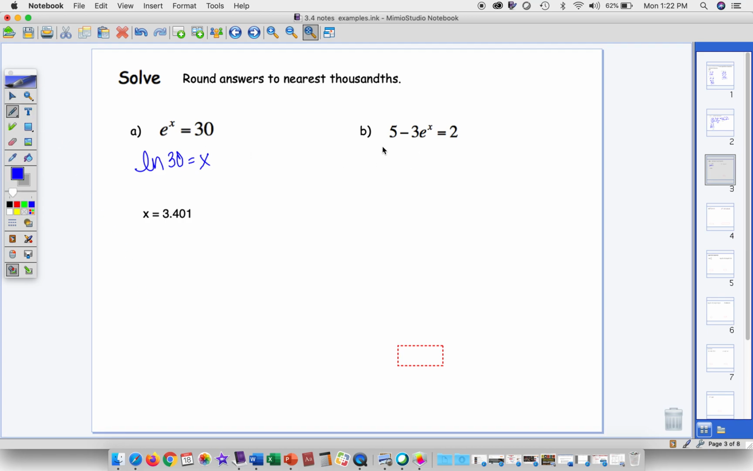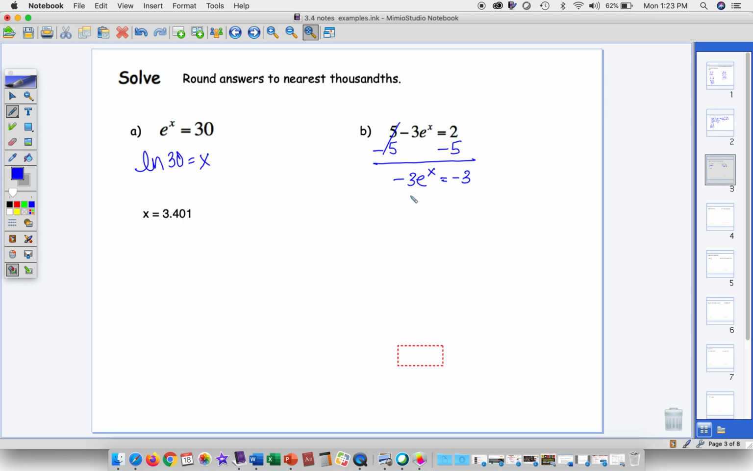Okay, for letter B, we have a couple of things going on. We have a coefficient of -3 for the e to the x, and we also have this 5. So we need to do 2 steps here to get it into exponential form. Our first step, we're going to take care of the 5. Again, there's no parentheses here, so this is not 5 minus 3. Don't look at it that way. What we want to do is subtract the 5 from both sides. So that cancels out, and I'm left with -3 e to the x is equal to -3.